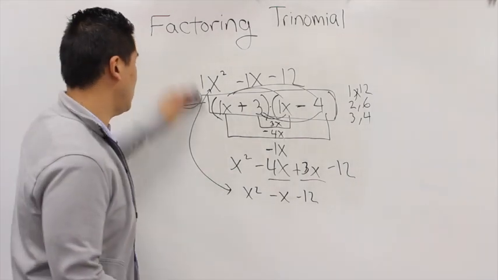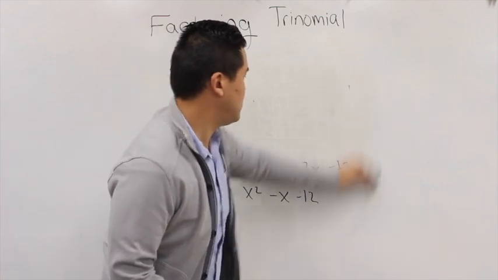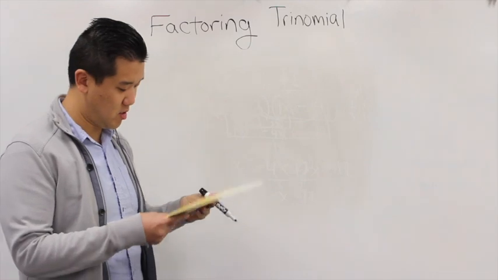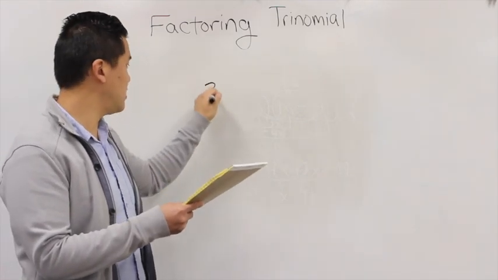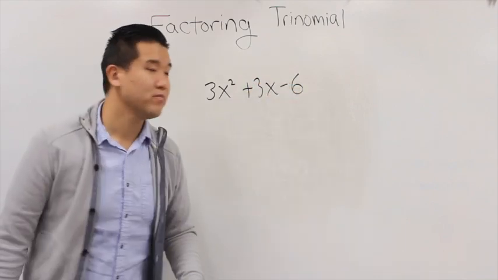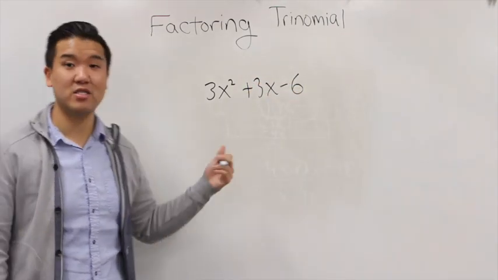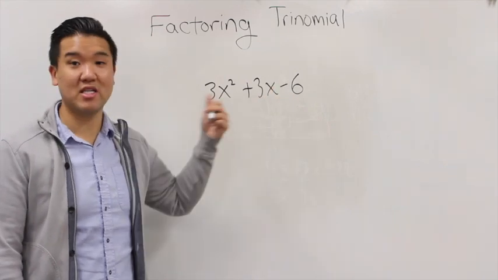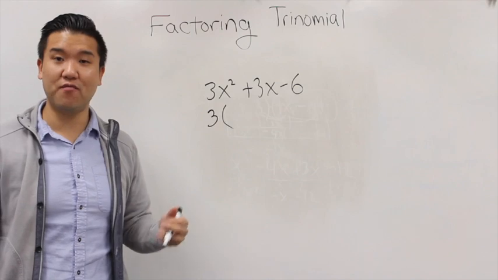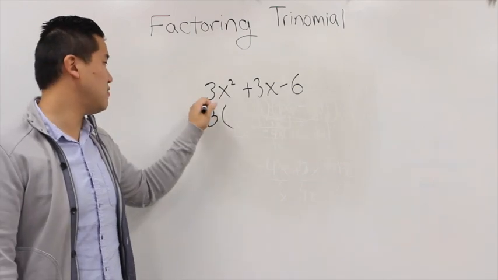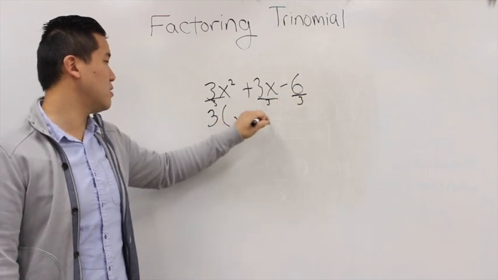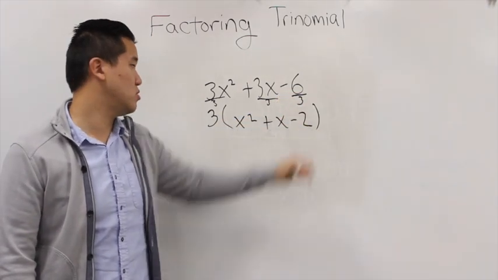All right, let's try one more example together. Let's try 3x squared plus 3x minus 6. Your first step is to see, is there a GCF? 3, 3, and negative 6. Yes, 3 is my GCF, so let's take that out. When we take out the GCF, we divide everything by it. So you divide everything by 3 first, and you get x squared plus x minus 2.